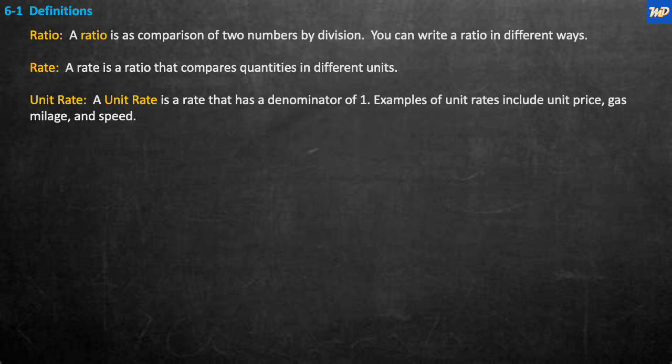Definitions. A ratio is a comparison of two numbers by division. You can write a ratio in different ways. Rates. A rate is a ratio that compares quantities in different units. Unit rate. A unit rate is a rate that has a denominator of 1. Examples of unit rates include price, gas mileage, speed, etc.